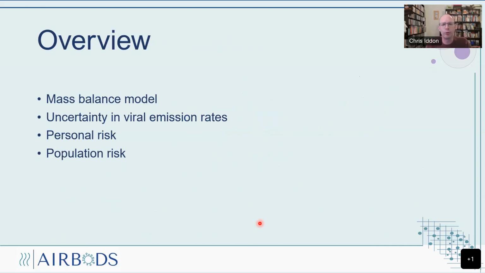Today I'm going to be introducing you to a mass balance model and then discussing the uncertainties in viral emission rates and why that makes it difficult to predict absolute risks of infection. I'm then going to consider both personal risk and population risks.